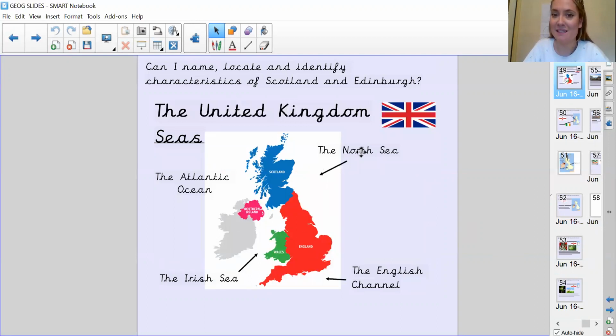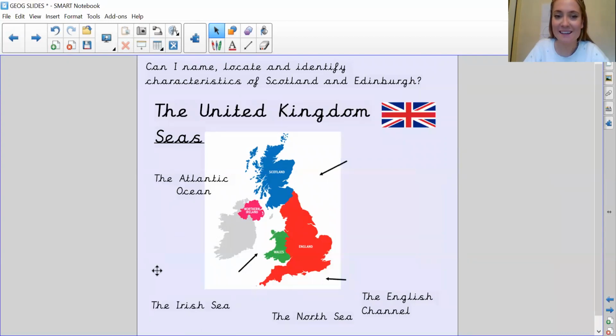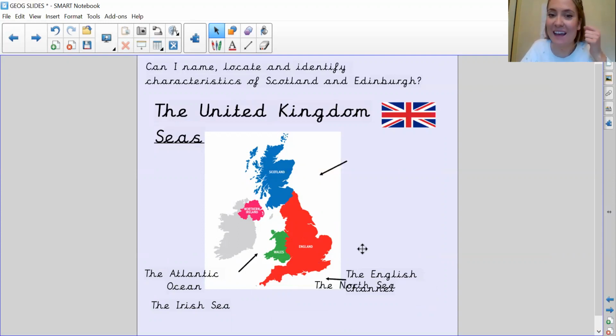Can you remember some of these oceans? Okay, so can you tell me where the English Channel is? Can you point to it? That's right, it is here. That is the English Channel. And we spoke about that because some people swim across it. Can you point to where the North Sea is? Well done. Up at the top here is the North Sea.